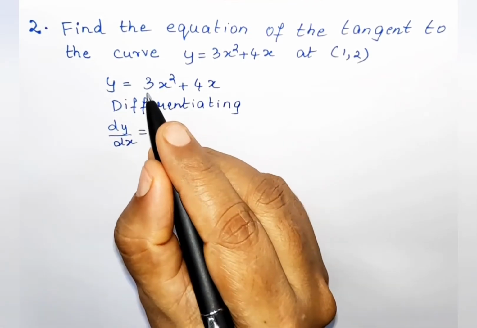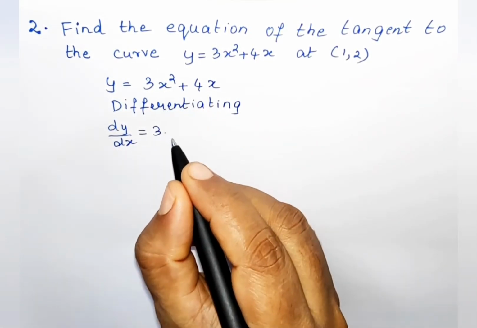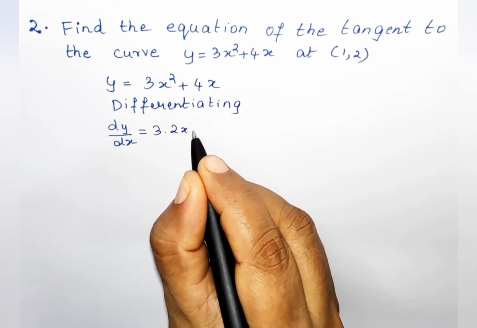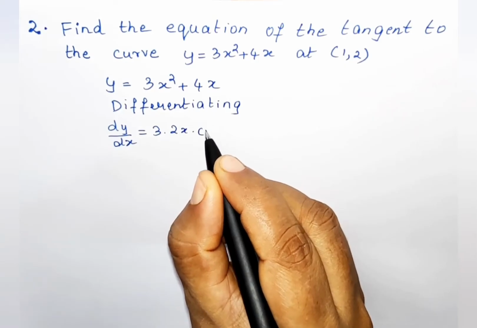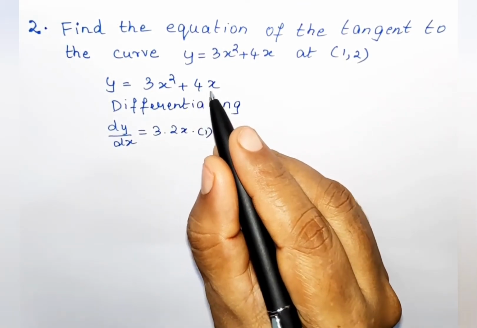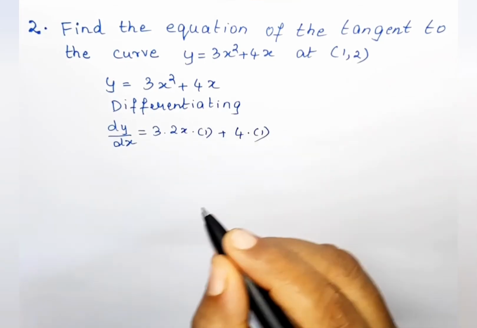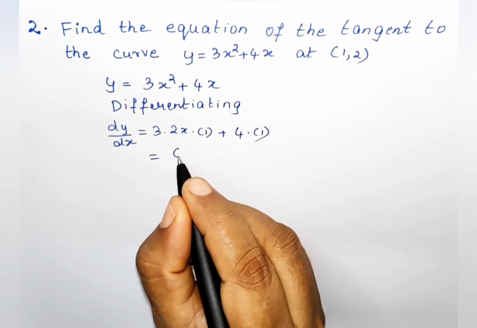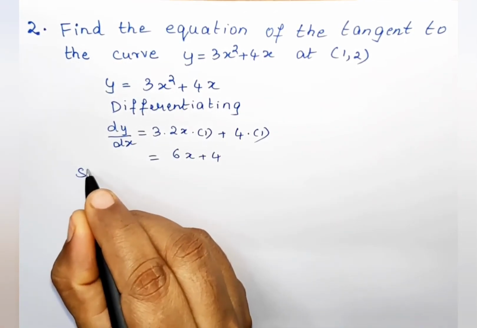equal to 3 into x square. That is, 3 is a constant and x square is a function. So constant into d by dx of function. So 3 into d by dx of x square is 2x. If you differentiate x again, d by dx of x is 1. Plus 4 into d by dx of x is 1. Now 3 2s are 6x plus 4.